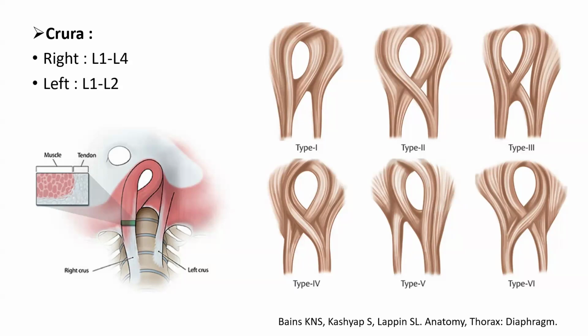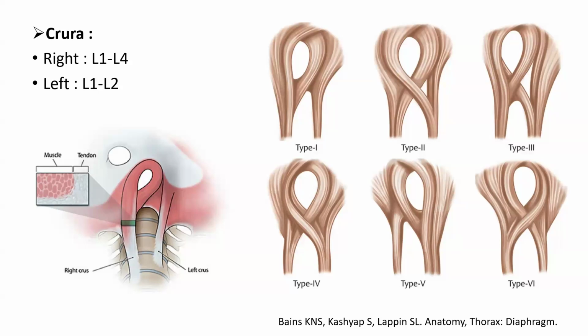In type 3, the right and left muscular contributions arise from the right crus with an additional band from the left crus. In type 4, they arise from the right crus with two additional bands arising from the left crus. In type 5, the contributions arise only from the left crus. In type 6, the right and left contributions originate from the left crus with additional bands, one from the right crus and one from the left crus.